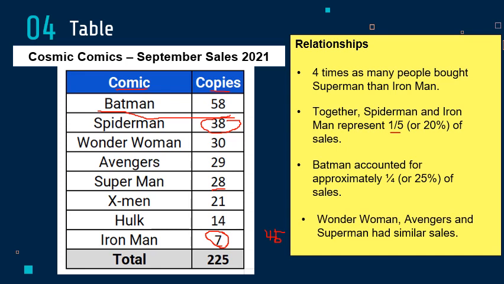Another way I can look at things is just look for similarities. Here I've got Wonder Woman, Avengers, and Superman, and they all have similar sales, so 30, 29, and 28. They're very similar, so I can just make a statement that they have similar sales. That's also a relationship.